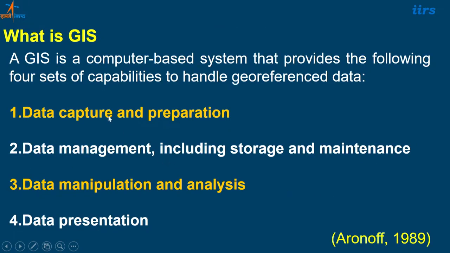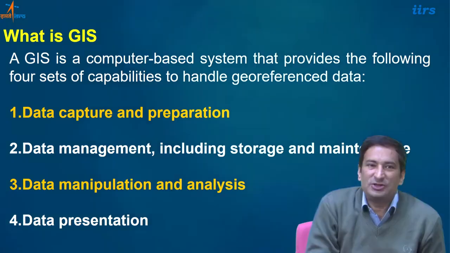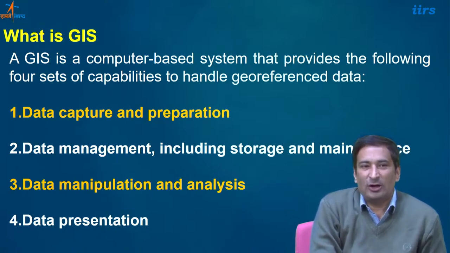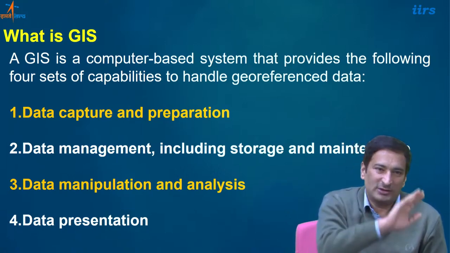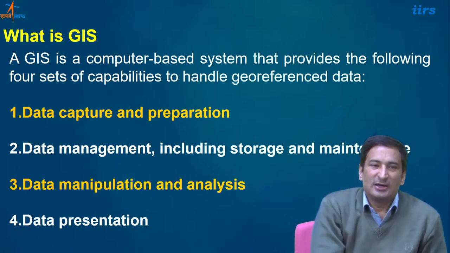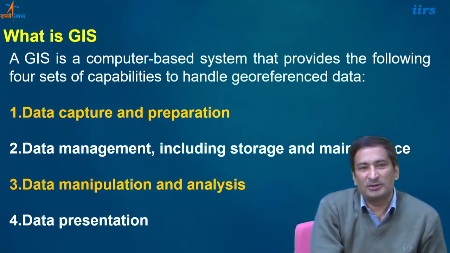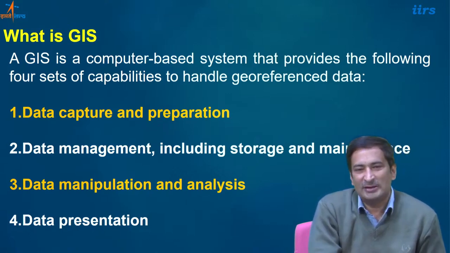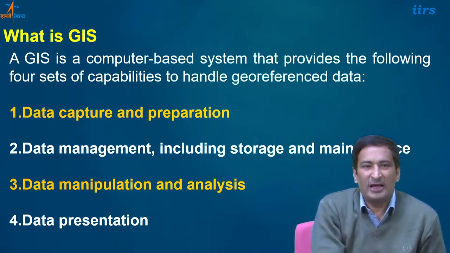Now let us come to the basics of GIS. What is GIS basically? We have talked about geospatial technologies. It had three components: remote sensing, GIS, and GNSS. So let us focus on the second component, that is GIS. If we go by the proper definition, many people have given definitions. One such definition is given over here also.